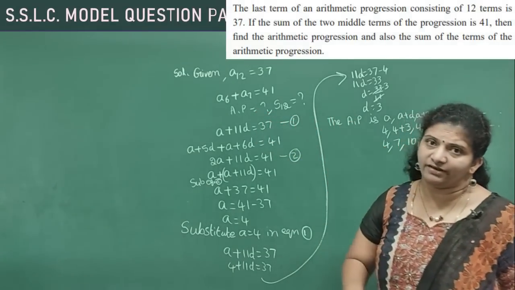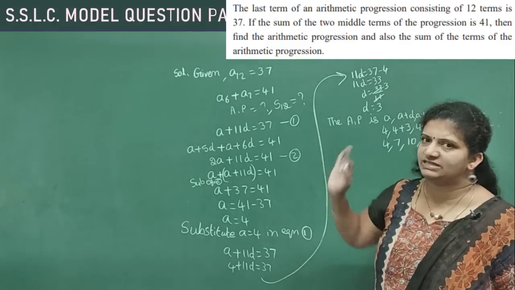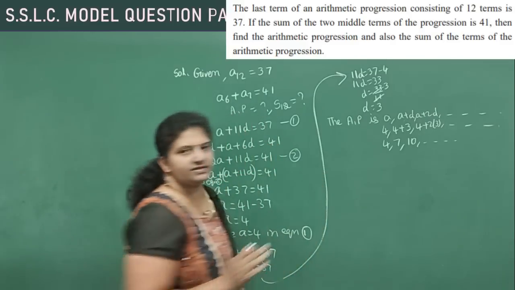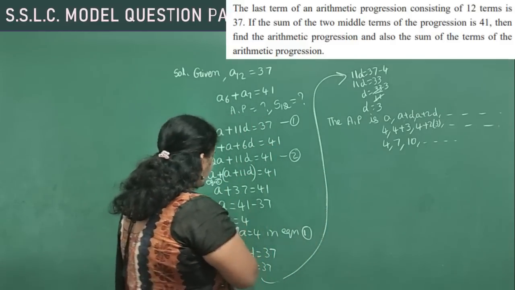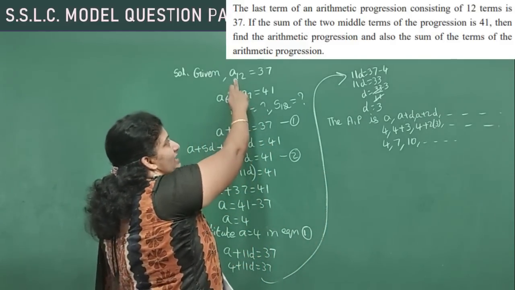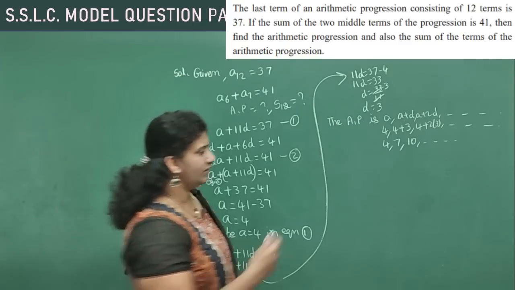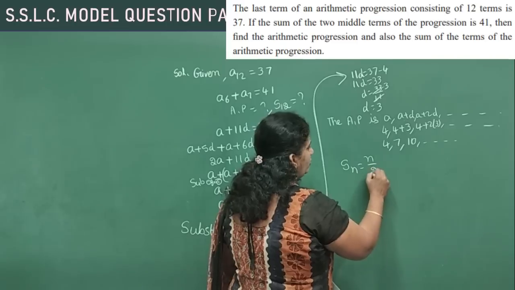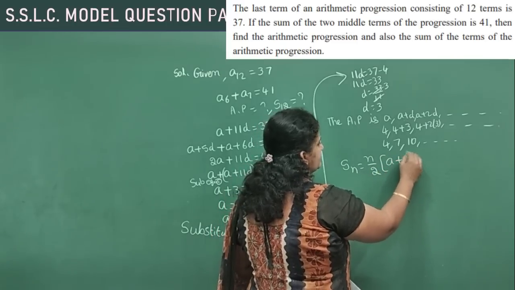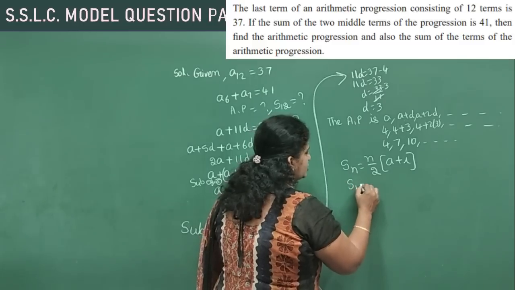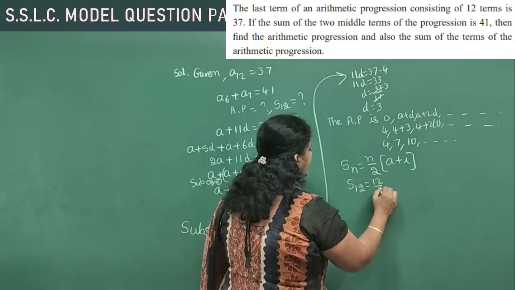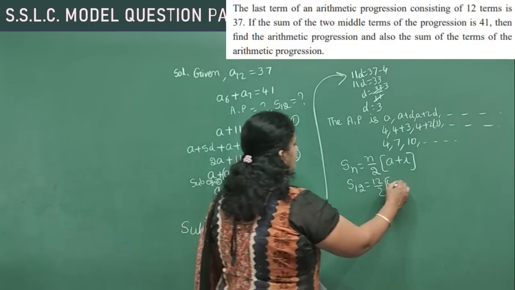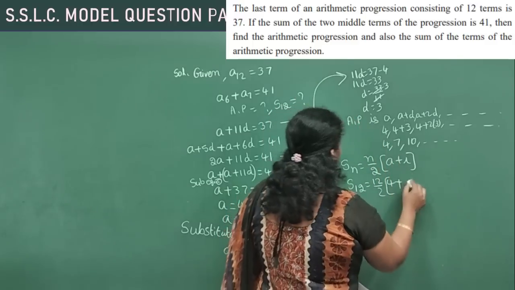Then coming to the next half, find the sum of these terms. That means the sum of 12 terms. See children, the Sn formula: if you know the first term and the last term, a12 is nothing but the last term, then your Sn formula will be Sn is equal to n by 2 into a plus l. n value is 12. 12 by 2 into a value, how much? 4 we got. Last term, how much is given?